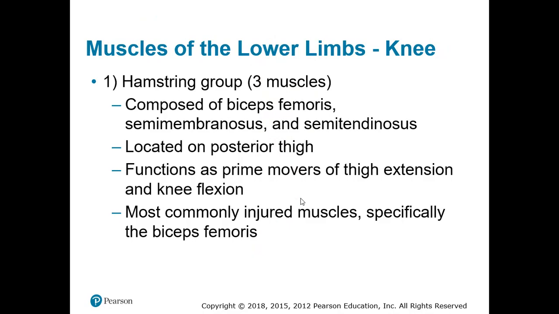Next, we're going to focus down towards your thigh versus knee region. First group we're going to focus on is the hamstring group. We're not going to learn the 3 individual muscles, just know that they are composed of 3 muscles: your biceps femoris, your semimembranosus, and your semitendinosus. This is going to be located on the posterior thigh. Remember, posterior means the back side of your thigh.